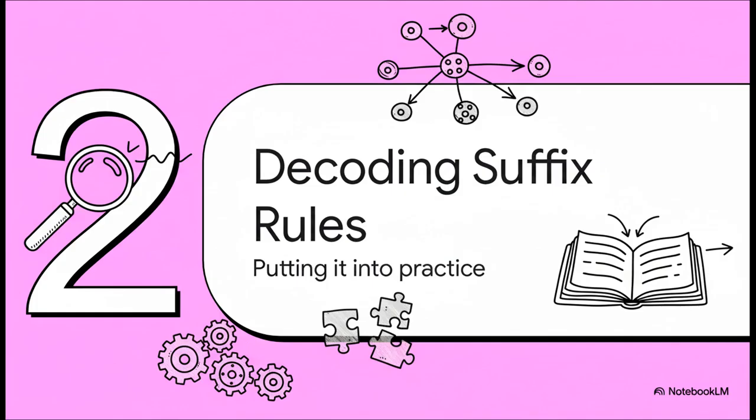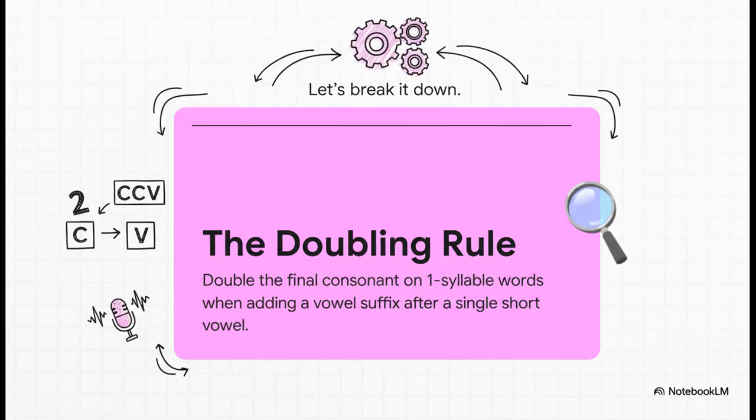Okay, theory is great, but let's put this into practice. We're going to dive right in and look at some of those common suffix rules that always seem to trip us up. All right, first up, the doubling rule. This is the one that explains our hop to hopping mystery. Now, I know that definition on screen looks a little technical, but trust me, the pattern is actually super simple and predictable. Let's break it down.